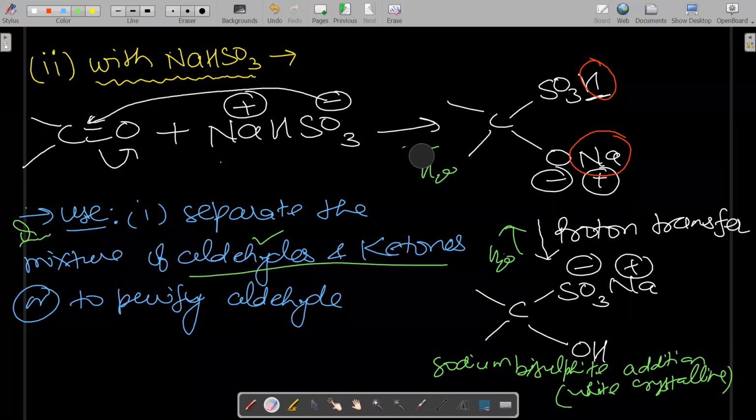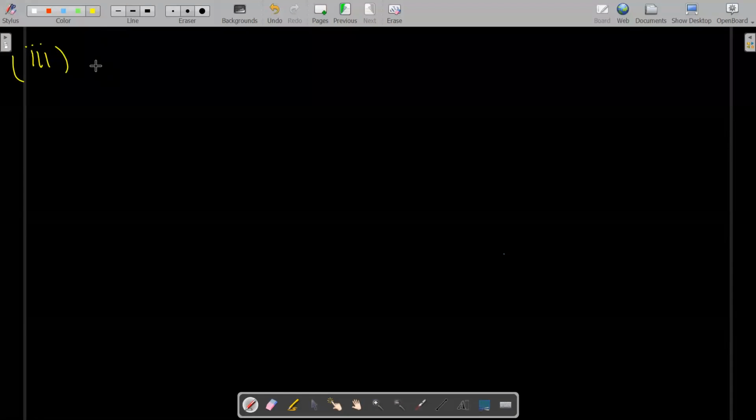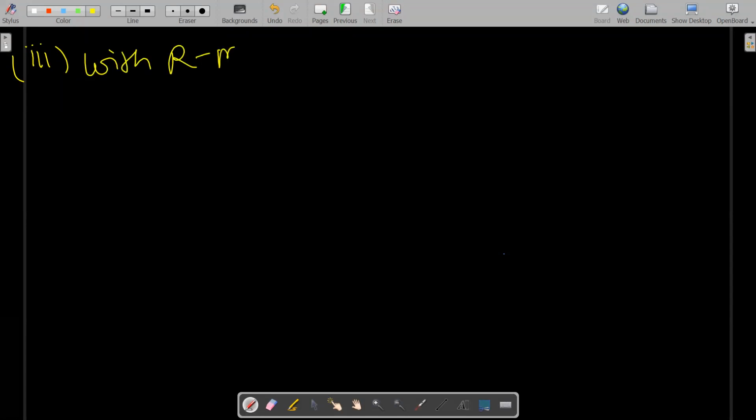So this is the reason that this reaction is very important for separation of a mixture or purification of an impure aldehyde. Okay, so now the next reaction. Now the third example of nucleophilic addition reaction is the Grignard reagent. Already we have done it, but I am repeating it again, with RMgX. So the next reaction is with Grignard reagent.